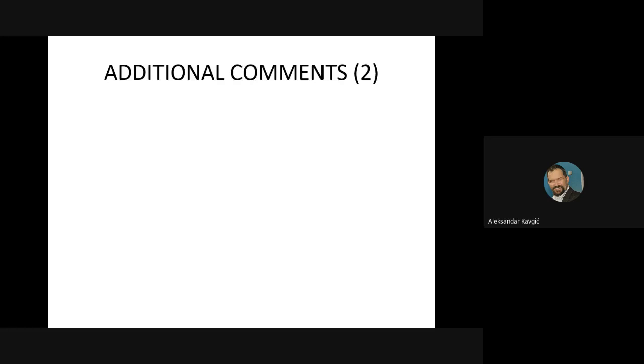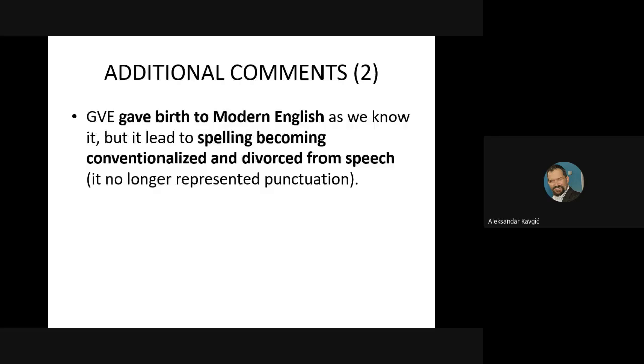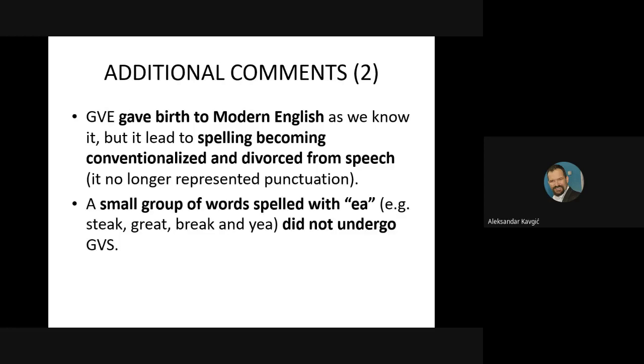I have additional comments, which I already made, that this became the transforming force for spelling. And when I said that it had no exceptions, I actually lied. There's a very small group of words which did not undergo the Great Vowel Shift. And these are words which were spelt with EA. So words such as stake, great, break, and we have no explanation for these anomalies.